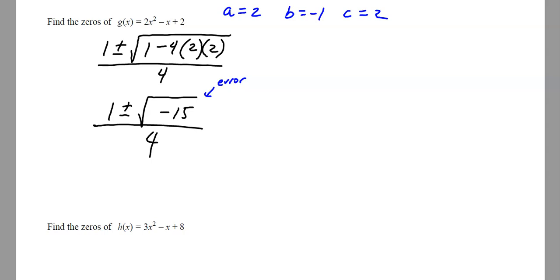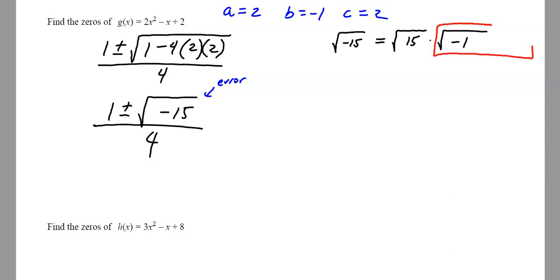So what they did was, they said, hey, we know that the square root of negative 15 can be rewritten as the square root of positive 15 times the square root of negative 1. You're allowed to do that with any radical. You can break it up and multiply it by two factors. And then they said, since we don't know what the square root of negative 1 is, we're just going to call it i. And that's how we define an imaginary number. An imaginary number is just the square root of negative 1.